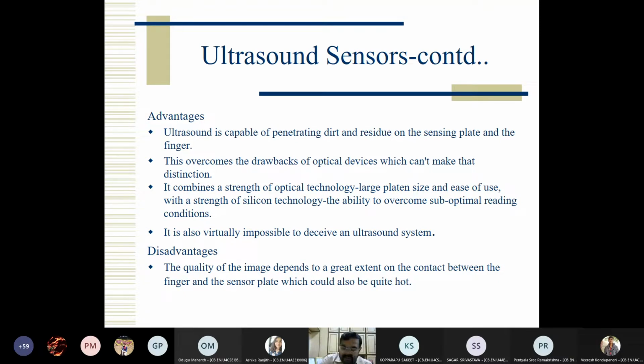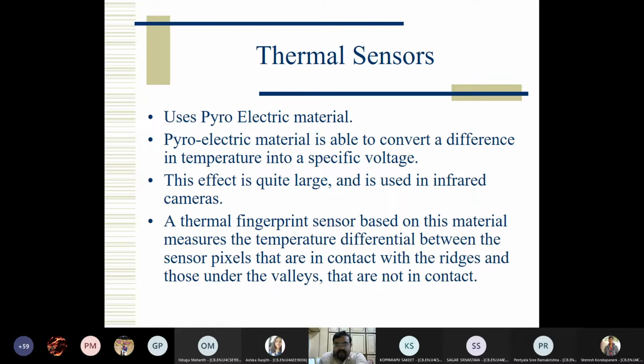But the disadvantage is that the quality of the image depends to a large extent on the contact between the finger and the sensor plate, and it generally becomes heated. So you don't want to put your finger much time because it becomes hot. Finally, the thermal sensors are there, which use pyroelectric crystal kind of materials. Here what is happening is, based on the fingerprint, the finger touching, there is a difference in temperature happening. And that difference in temperature, when you put your finger, is converted into a voltage. And that voltage is the parameter that we use for the measurement.